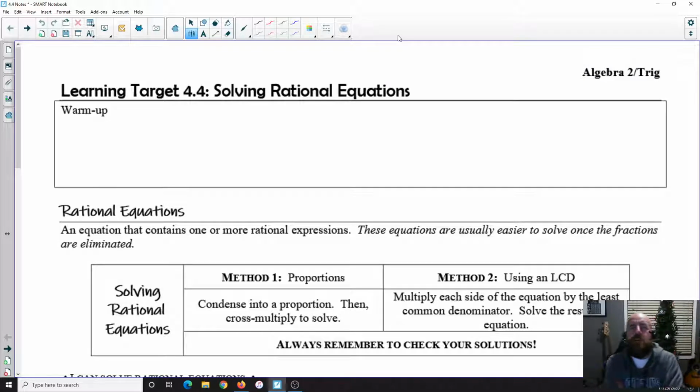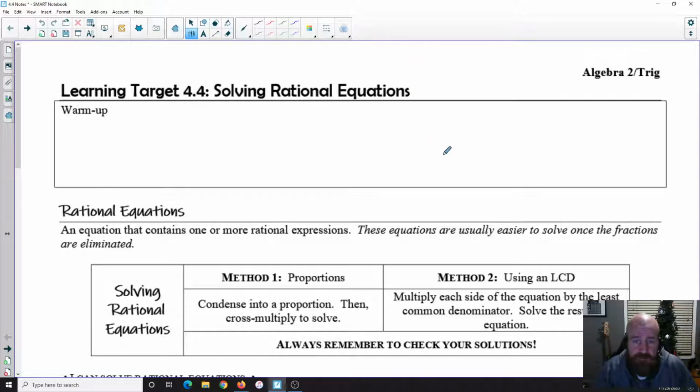What we're looking at right now is how to solve rational equations. That's our next topic. We've already talked about what rational expressions are. They're just fractions with polynomials in the numerator and the denominator. What we're going to look at is equations, so rational equations. Same thing, but with an equals sign, typically two expressions equaling each other.